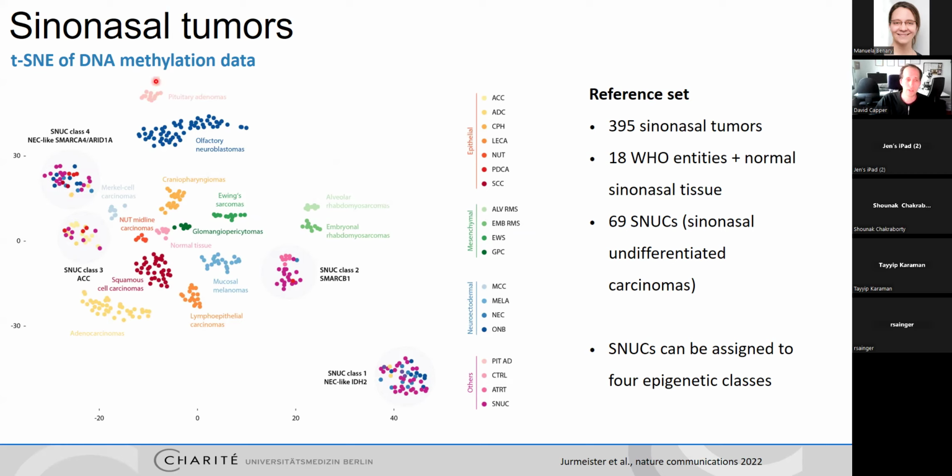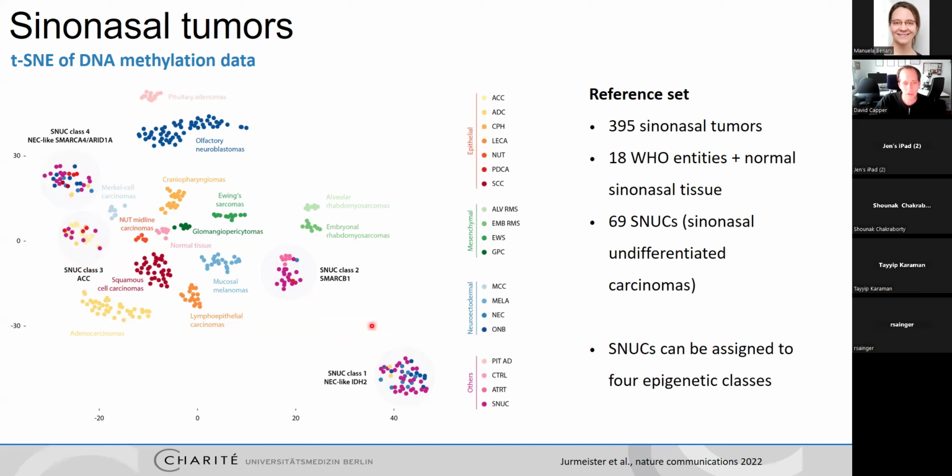And what was quite clear from the methylation data is that these tumors fall into at least 4 different types of tumors. One of these had an overlap with adenoid cystic carcinomas, and we're now quite convinced that indeed these tumors represent strongly dedifferentiated adenoid cystic carcinomas.